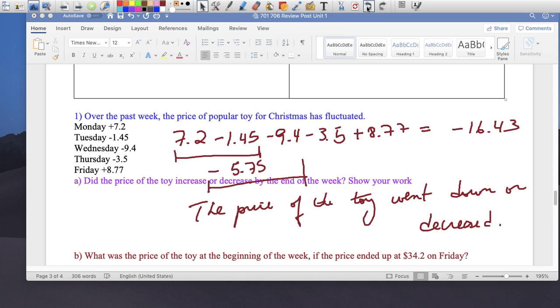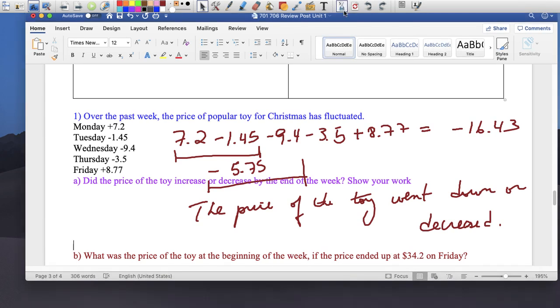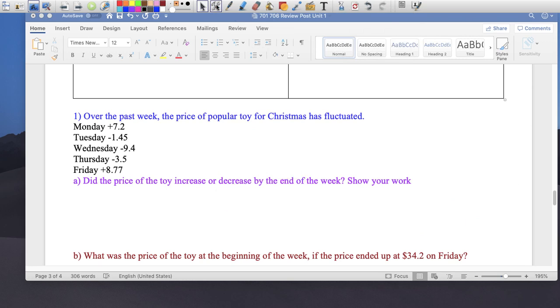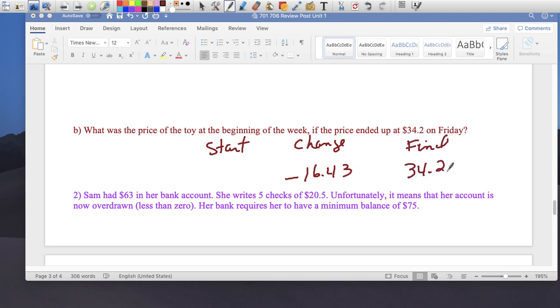Oops, I need that number. So negative 16.43. Let's remember that number. Here what we know is: start, change, negative 16.43. What was my final price? 34.2. So there was a price of the toy. It went down negative 16.43, and it equals 34.2.